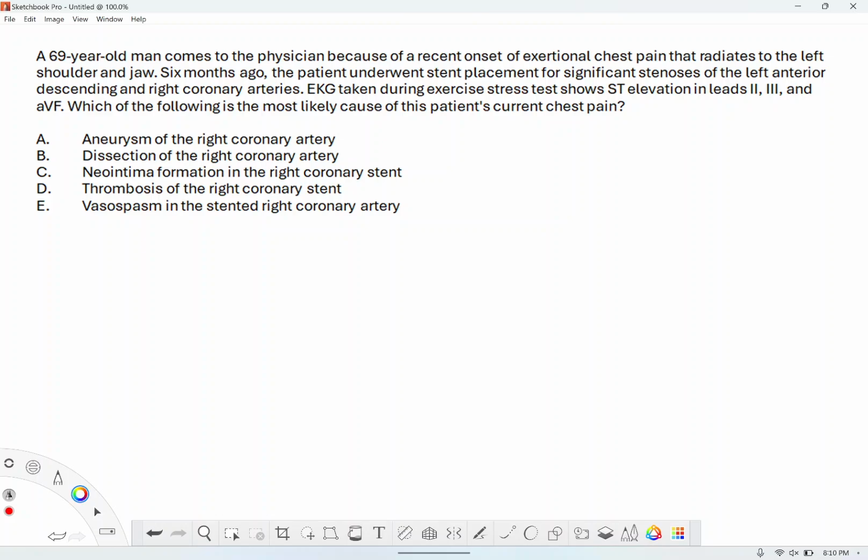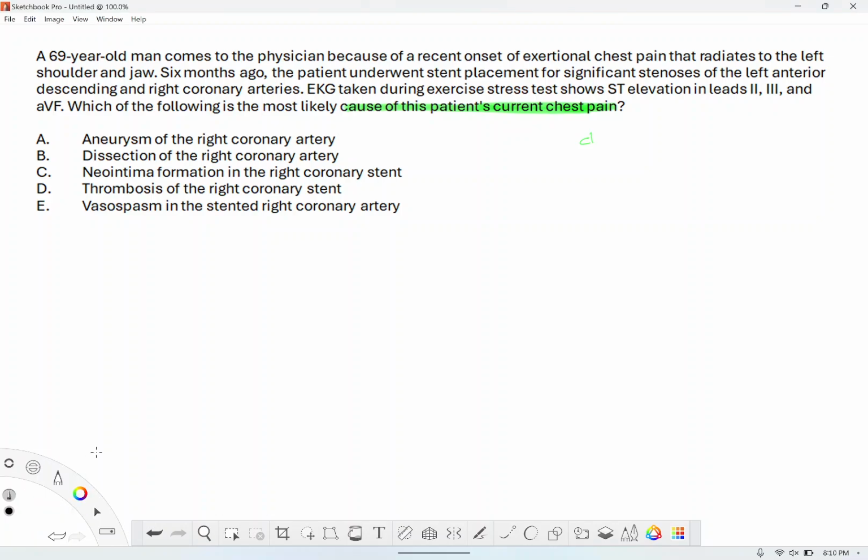So we want to know the cause of this patient's current chest pain. If he's having chest pain, most likely he has MI, right? Or angina. Let's read the choices, because that way it can guide me. Aneurysm of the right coronary artery, new intima of the right coronary artery, right coronary artery stent. Okay, everything is right coronary artery. Let's do this question. So the person's having chest pain.